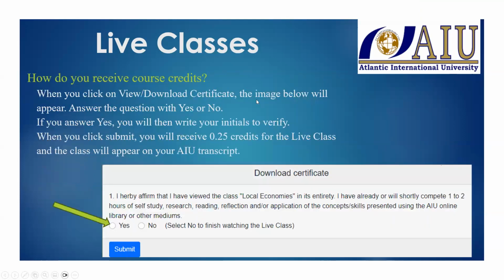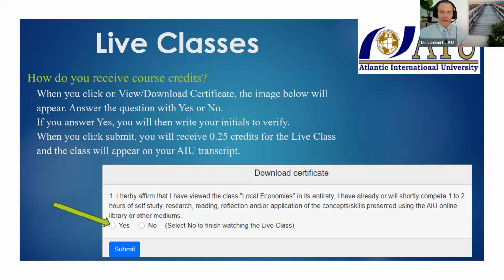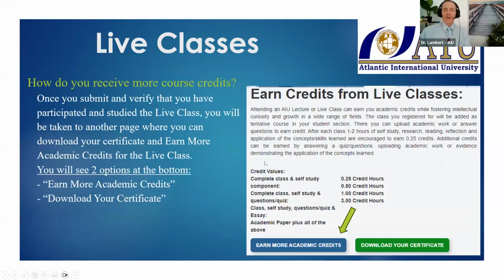Once you want to download your certificate, when you click on yes, all of a sudden you're going to see a box open up where you put in your initials. Just type in your initials, the 3 letters or 4 letters or 2 letters of your name, and then push submit. So you don't have to actually write in your signature. Then you'll go to another page where, down at the bottom, you can download your certificate or earn more academic credits.